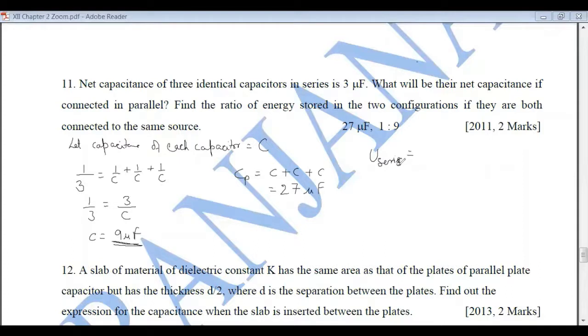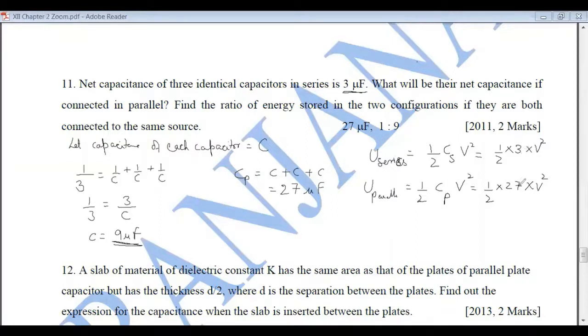When they are connected in series, the energy stored is equal to half the equivalent capacitance in series into V square. They are connected to the same source, so V will be the same. The equivalent capacitance in series is 3 microfarad, so half into 3 into V square. And when they are connected in parallel, the energy is half the equivalent capacitance in parallel into V square, where Cp is 27 microfarad connected to the same source, so this will be V square.